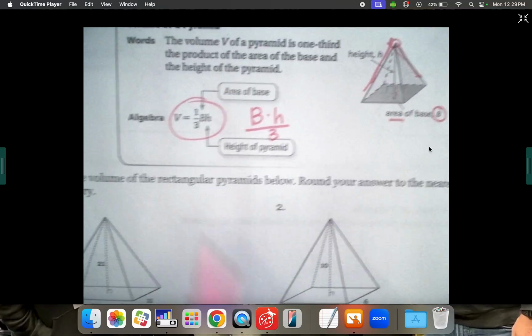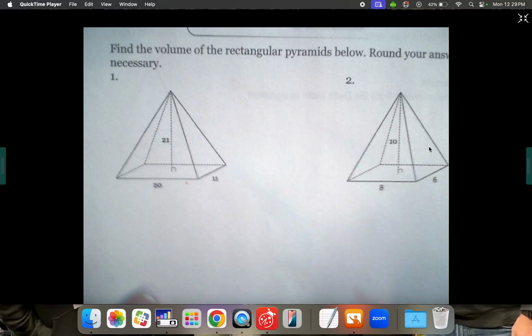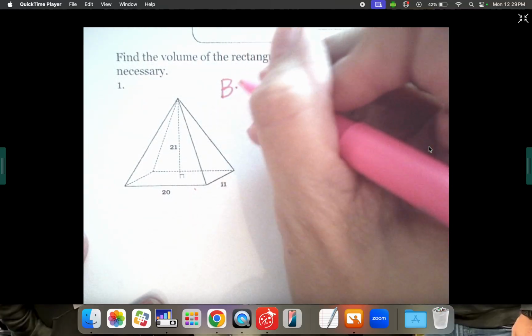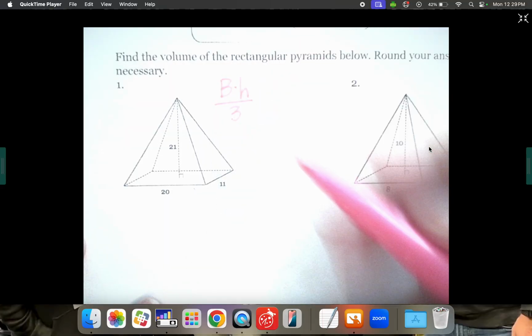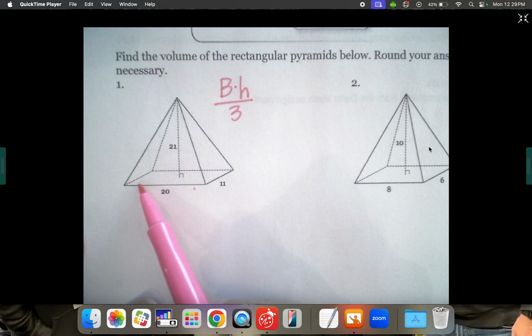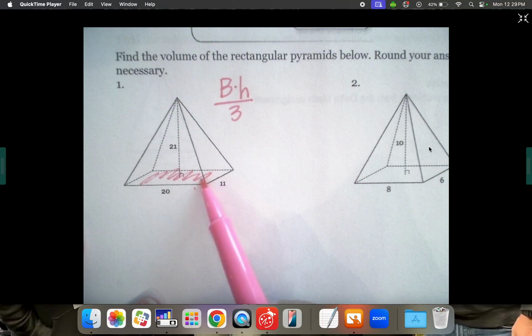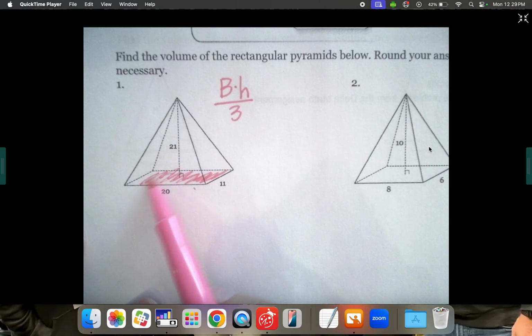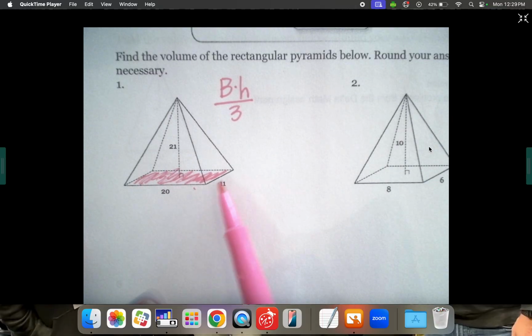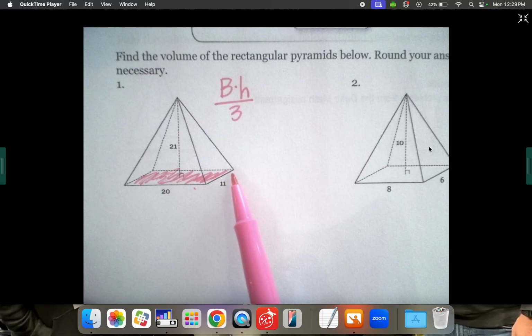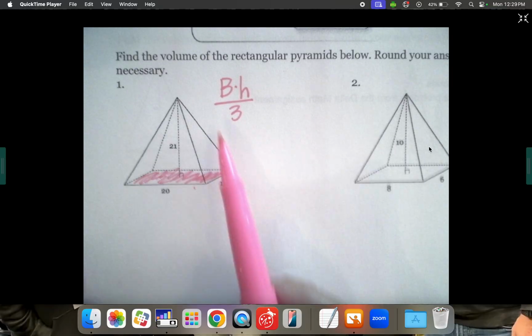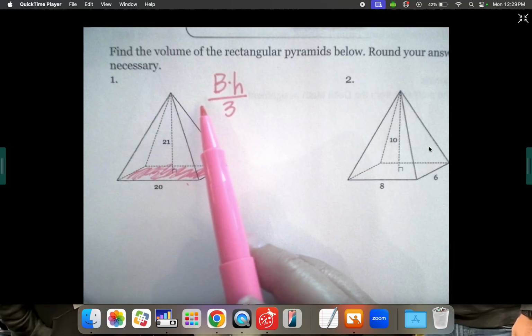Okay, so let's do this. All we're going to do is capital base times height divided by 3. But to get the base, we have to calculate the whole area of this entire base. This whole thing's the base, not just the 20. It's the 20 times 11, because the area of this base is a rectangle. So in order to find the base area of a rectangle, we have to do length times width. So 20 times 11 will give us our capital letter B base.